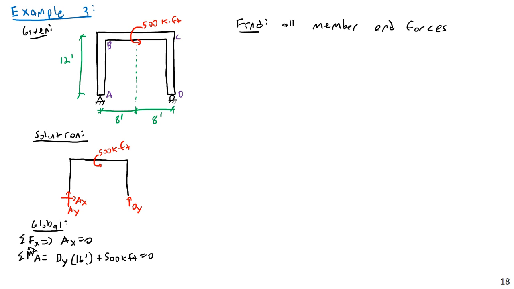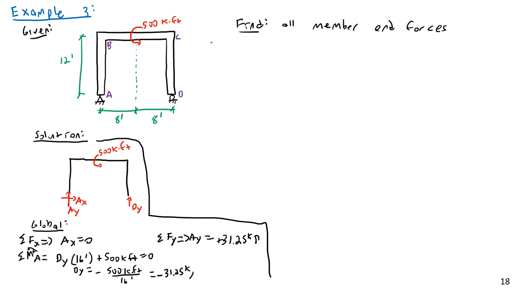The 500 kip feet is equal to zero, which means DY is equal to negative 500 kip feet divided by 16 feet. Let's go ahead and divide that out, and I get negative 31.25 kips. Then, if I do a summation of forces in the y direction, I can clearly see that if DY is downward 31.25 kips, AY will be equal to positive 31.25 kips, or 31.25 kips upward. And that will be my analysis for the global.